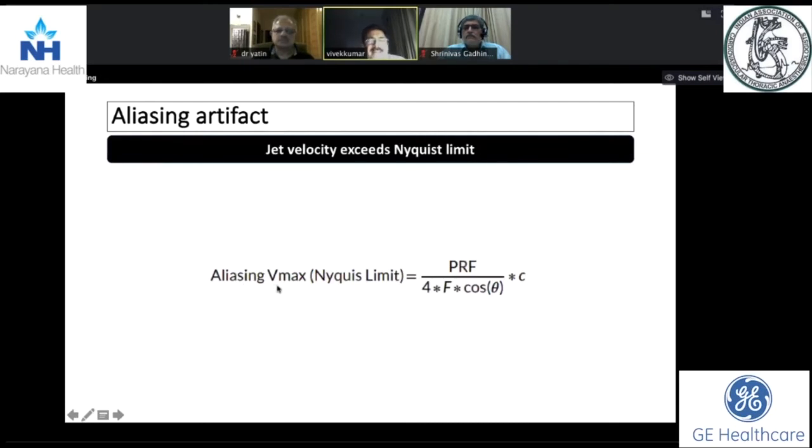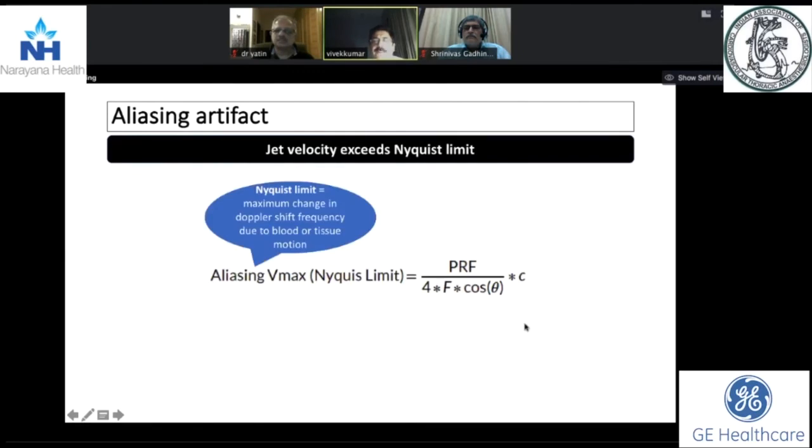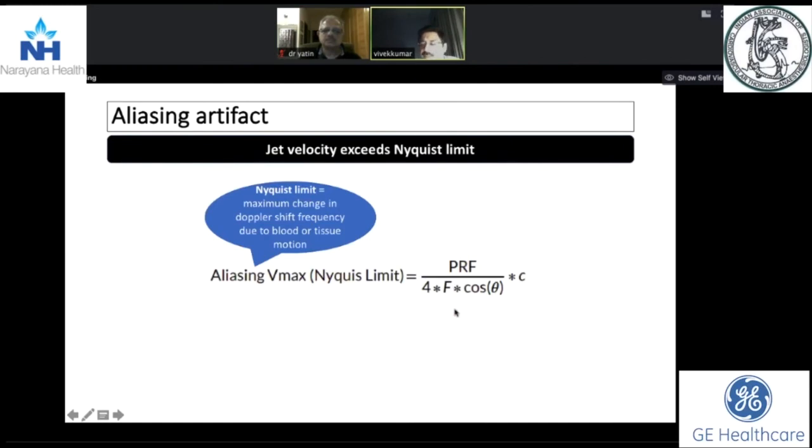So the aliasing velocity, that is the maximum velocity which the ultrasound beam can read without getting into this artifact, is known as the Nyquist limit. And it is derived with this formula. The more important thing is, what is the Nyquist limit? It is the maximum change in Doppler shift frequency due to blood or tissue motion. That means the best your machine can do for you.